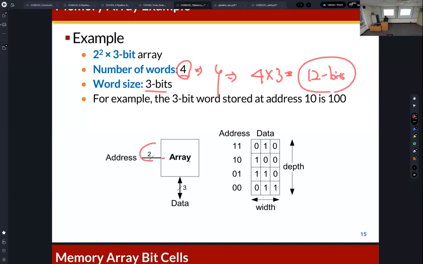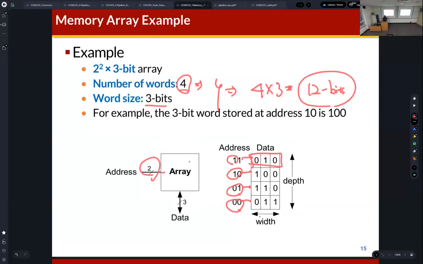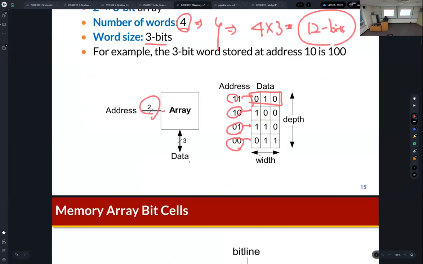And then if the address is given, then this address is mapped to this element. Then the data is output from the memory. So this is a very simple structure, a simple example of the memory structure.